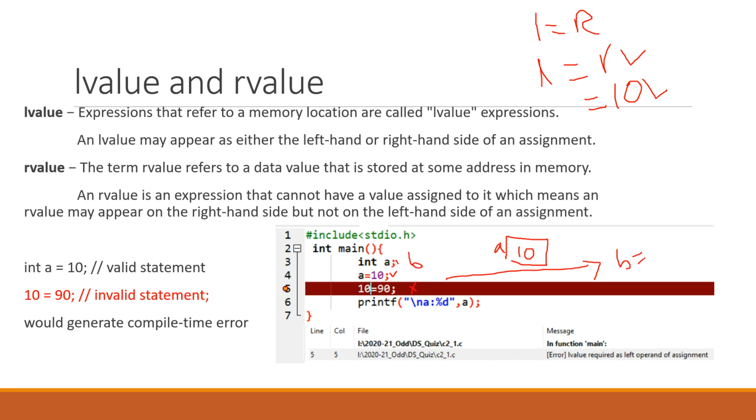B equal to A. That is possible. A value is 10, so B equal to A is possible. It can be a container or it can be a constant. But in this case, if the left hand side is a constant, then you will get an error.